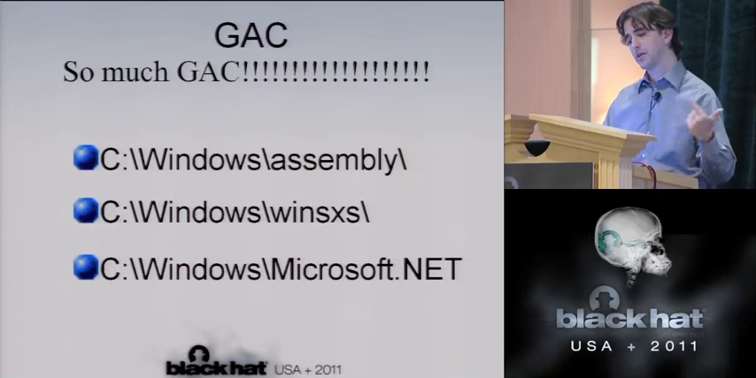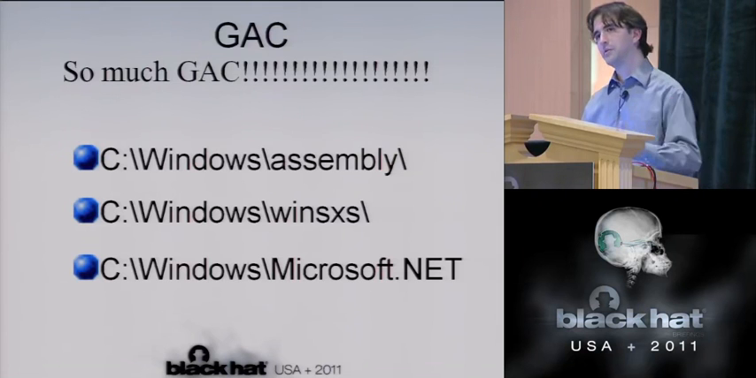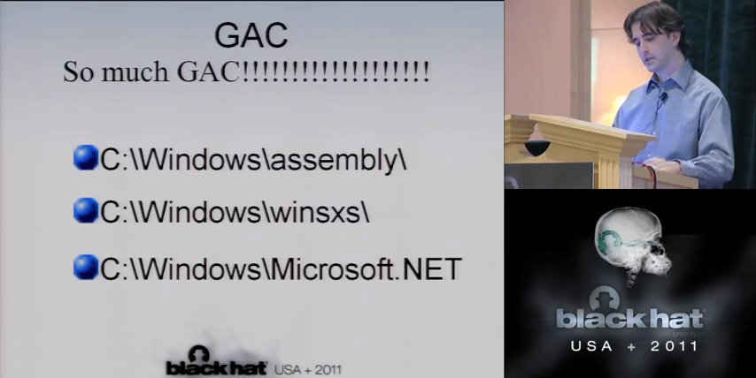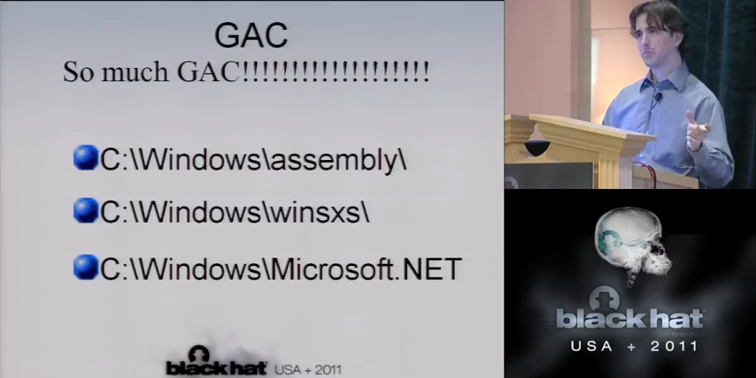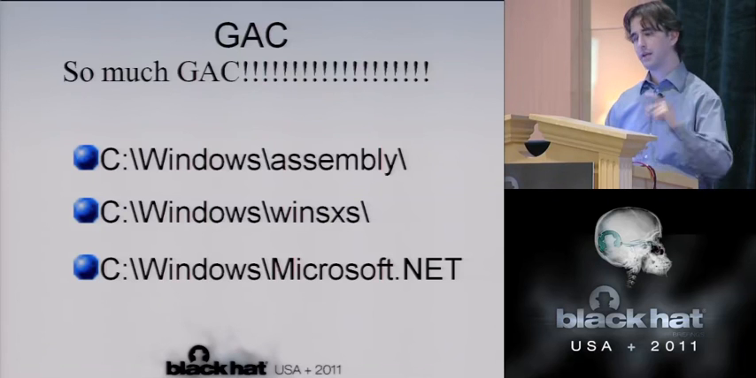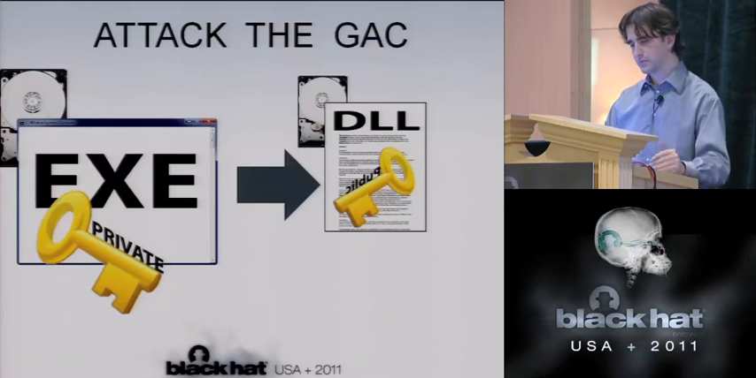There's a bunch of GACs. There's Windows Assembly, there's Windows WinSxS, and there's Windows Microsoft.NET. These GACs are used by different programs for slightly different reasons. And when you check these out, you're going to find nice vulnerable areas to target. This DLL, or this application, shouldn't be calling .NET, but it is, and it's out of here. And the GAC is nice because everyone calls it.